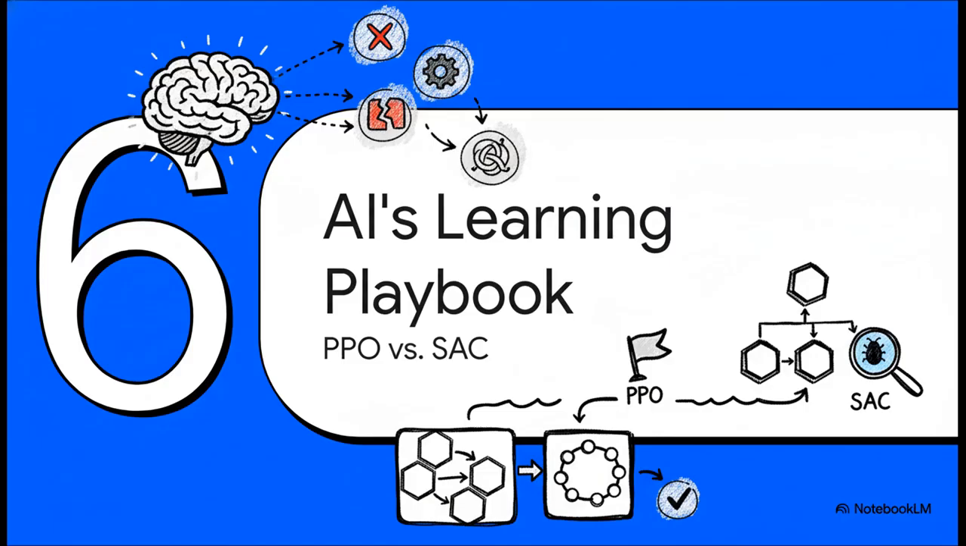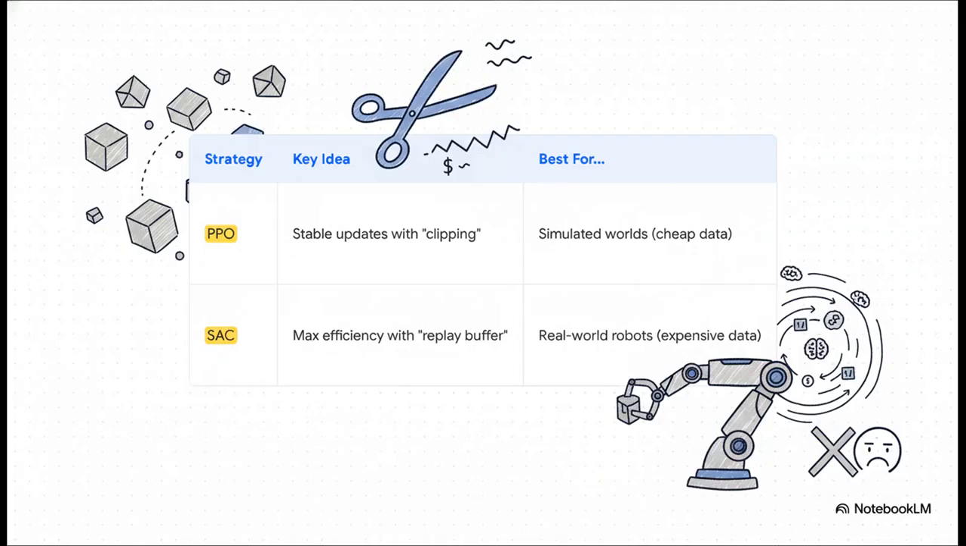All right, so let's tie this all together. We've basically watched AI go from having total amnesia to learning with cautious little guardrails, and then finally to having this perfect ultimate memory. And what we have now is a clear playbook for how modern AI learns so incredibly fast. And it really comes down to a fundamental trade-off. You've got PPO, which uses those clipping guardrails to be super stable and reliable. That makes it perfect for simulated worlds where you can just generate endless amounts of data for free.